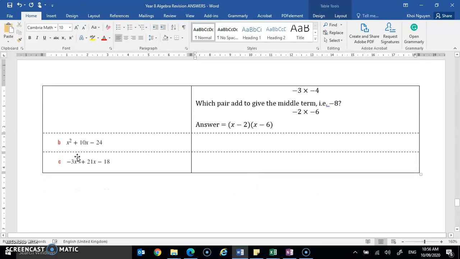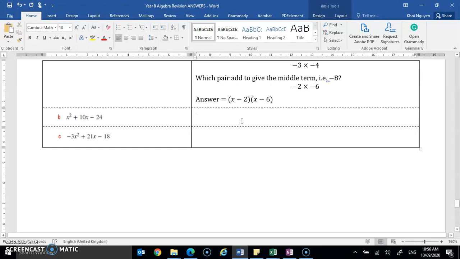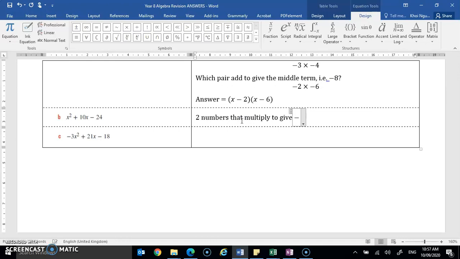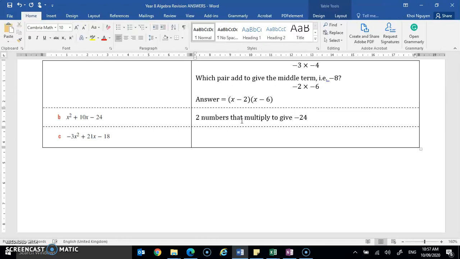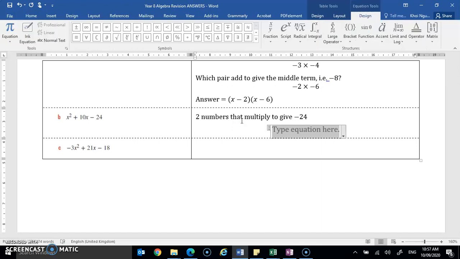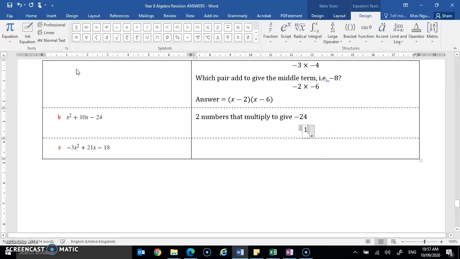Next, we have x squared plus 10x minus 24. Same thing, two numbers that multiply to give, now this time it is -24. So what do we have? We have 1 times -24. We want to have a negative here, so one of the numbers has to be a negative.